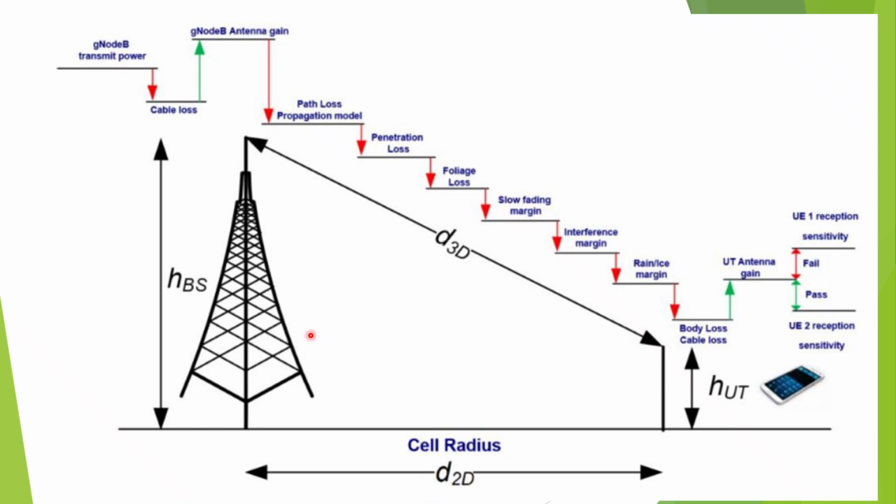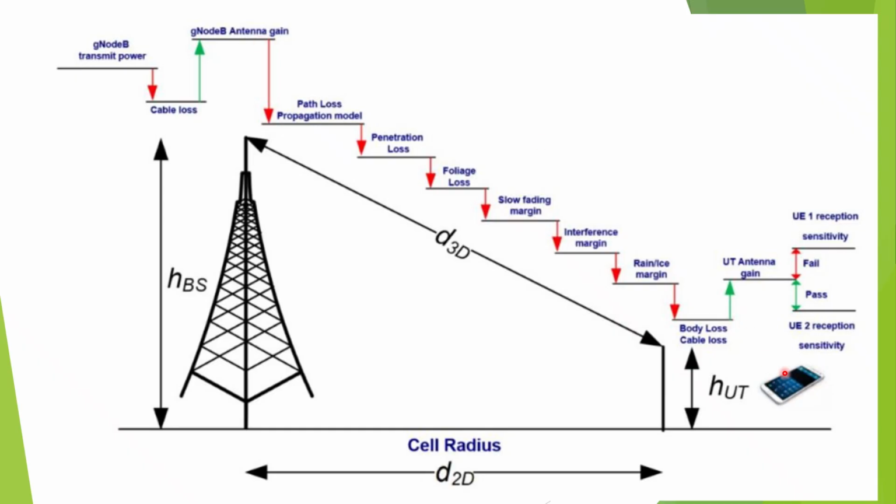If we look at this figure taken from 5G tools, it represents what entities are placed between the transmitter and the receiver. I have taken this base station to represent the transmitter, and the user terminal is the receiver. The height of the respective terminals is represented by HBS and HUT. Here we have the gNodeB transmitter power, and the antenna connected with the transmitter, so the gNodeB antenna gain is represented here.